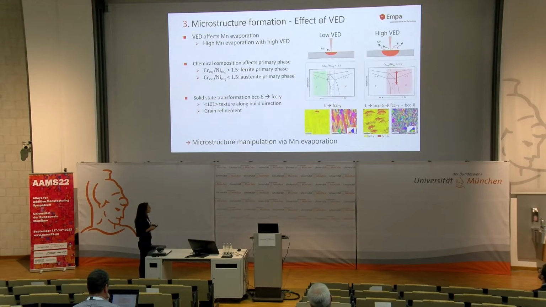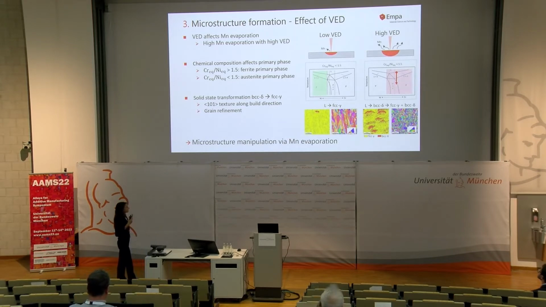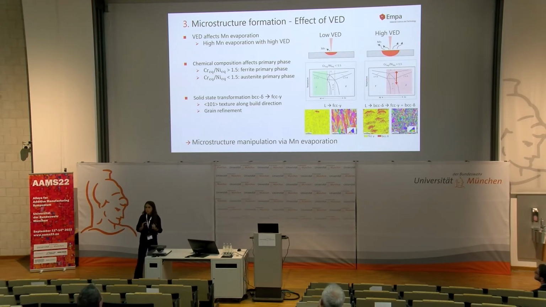Let me explain in a little more detail how and why we can get such different microstructures. If we look at the chemical composition, our alloy should be austenitic, so it should solidify as austenite. And this is what we see in the case of low volumetric energy density. We have samples which are fully or almost fully austenitic, with the typical long grains elongated along the building direction with the 001 texture. So this is what we can expect from an LPBF sample.